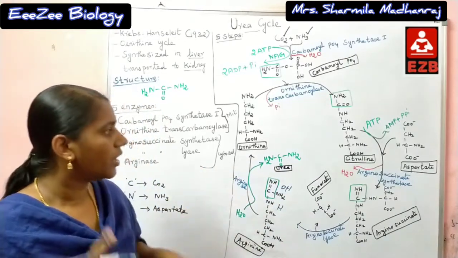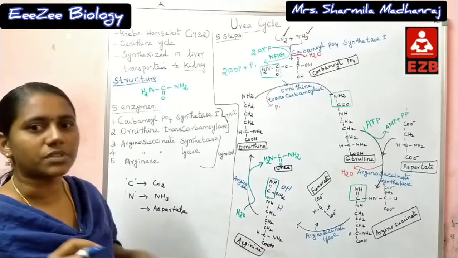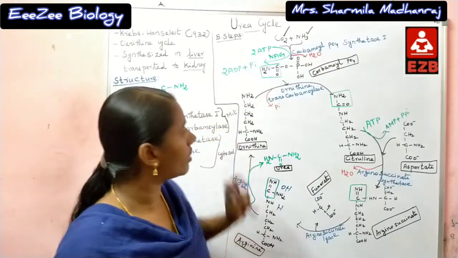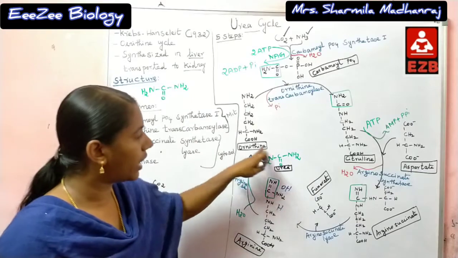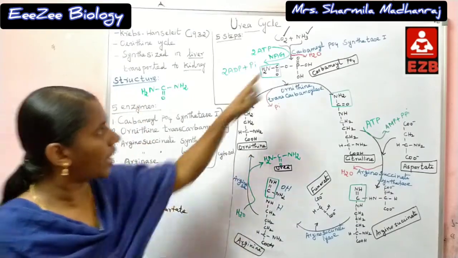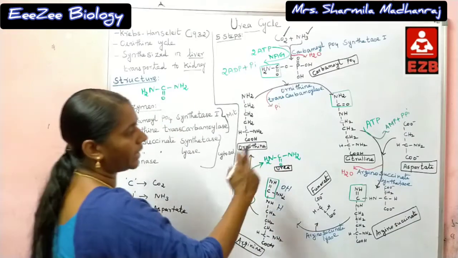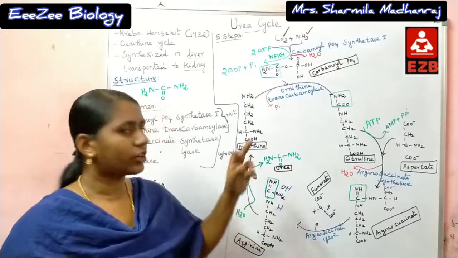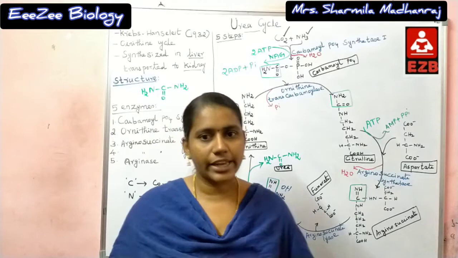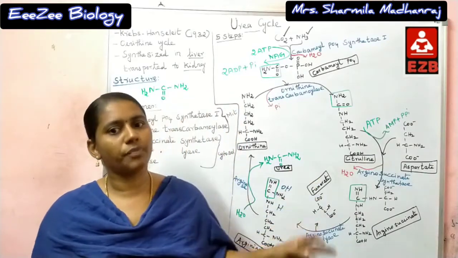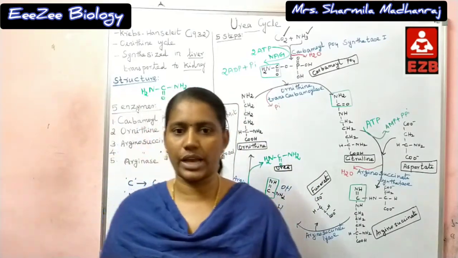In urea, the C double bond O group comes from carbon dioxide. Of the NH2 groups, one nitrogen atom is from ammonia and the other nitrogen atom is from the amino acid aspartate. The final product, ornithine, is regenerated and enters into mitochondria for its reuse in the urea cycle.